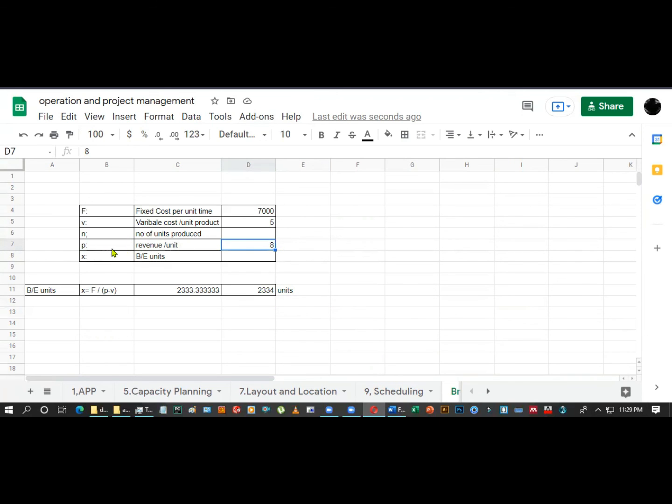in order to get a revenue of $8 per unit. So this is the formula, and if we change the value here, if we put 8,000, it will automatically change and give the desired values. Hope you understand the break-even unit determination.